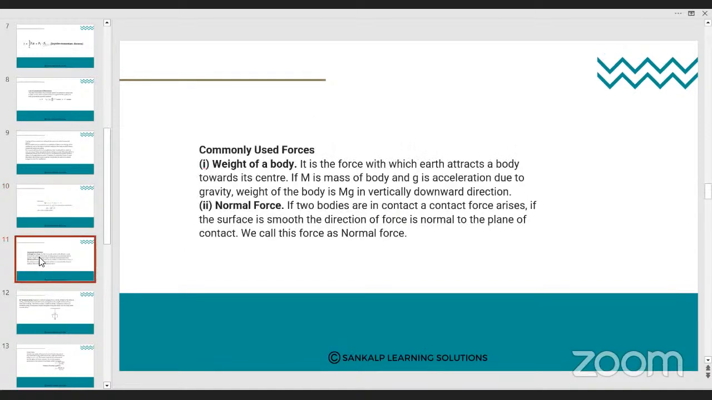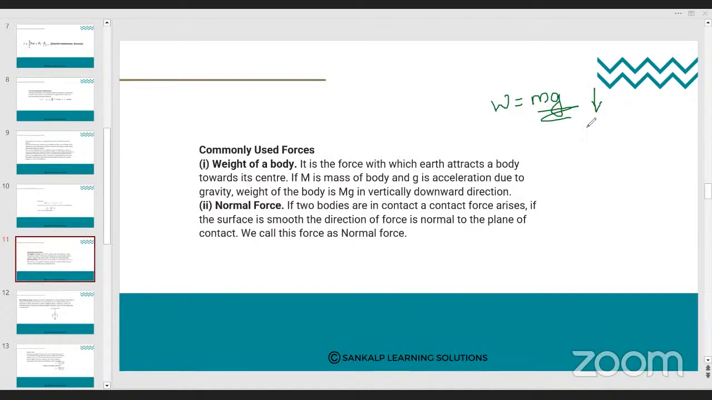So the next, the last point for today's class, is commonly used forces. See, weight of the body. It is a force with which Earth attracts a body towards its center. If m is the mass of the body and g is the acceleration due to gravity, then weight of the body is given by, you already know, you have learned in 9th standard also, W is equal to m into g. M is the mass of the body, g is acceleration due to gravity, then W is equal to mg. This is when it is a downward force.